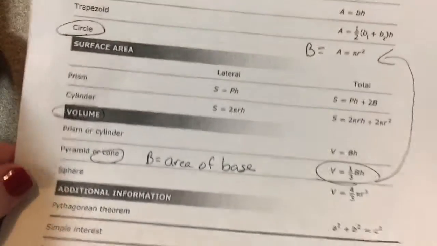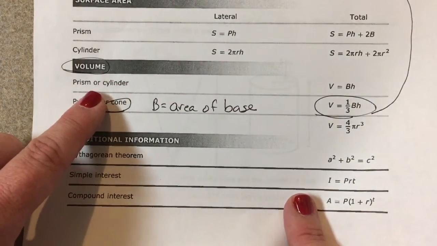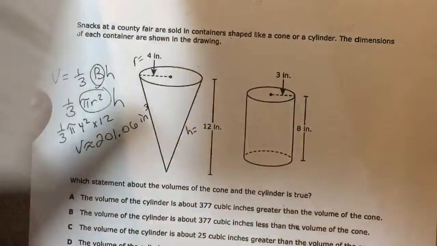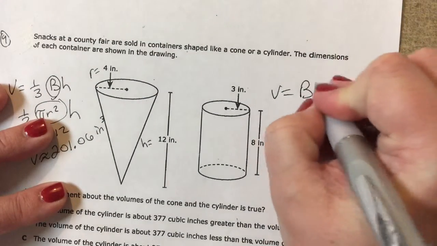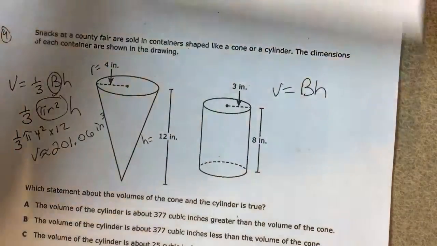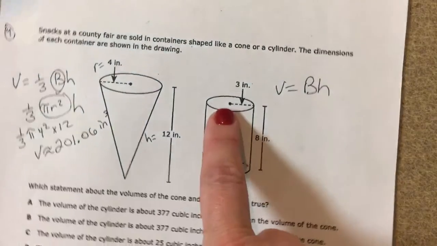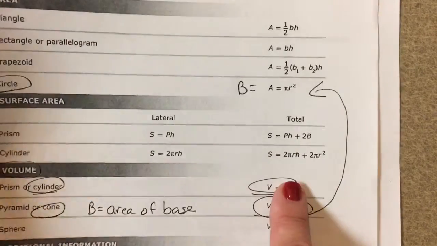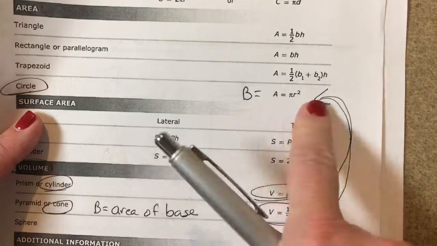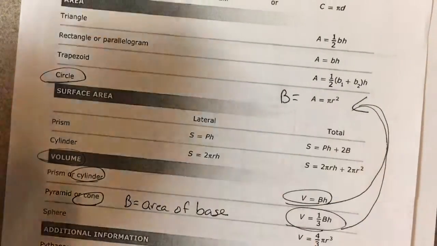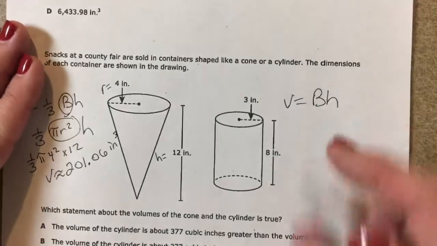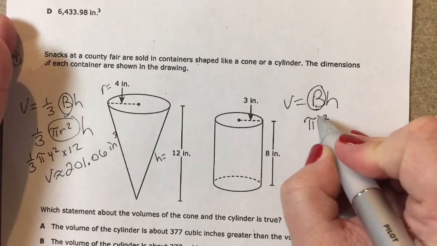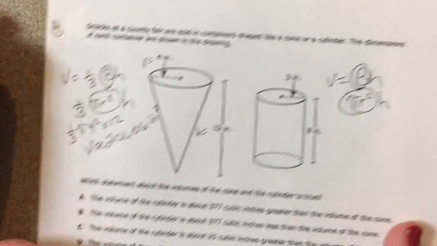So I need my handy dandy reference material again. The volume of the cylinder is big B times H. My big B is my area of my base. My base of the cylinder is a circle. So I have to look up here for my big B formula, which is the area formula of a circle, pi r squared. So since this is a circle base, I'm replacing it with the area formula of a circle and then multiplying by the height.